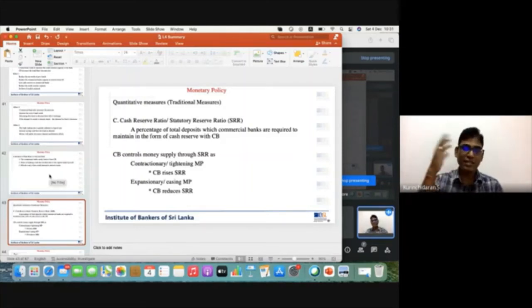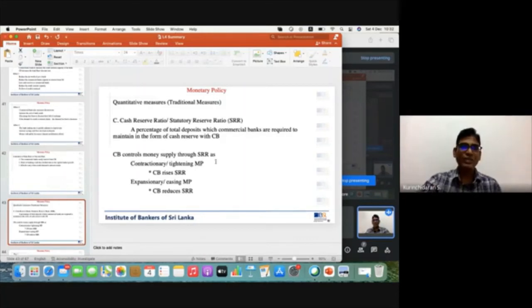When they increase the rate, lending will go down, right? When they reduce the rate, banks can lend more. In a pandemic crisis situation, the central bank reduced this SRR several times. You can see it on the central bank website. These terms are very important sometimes.